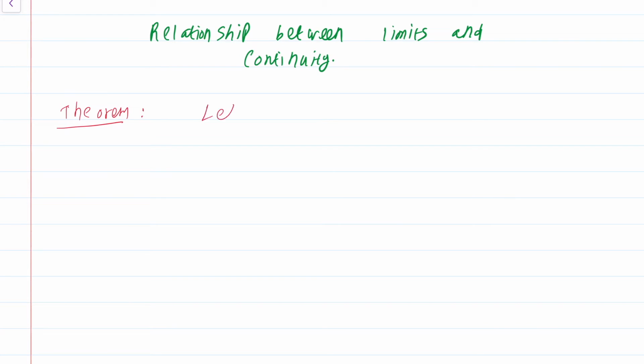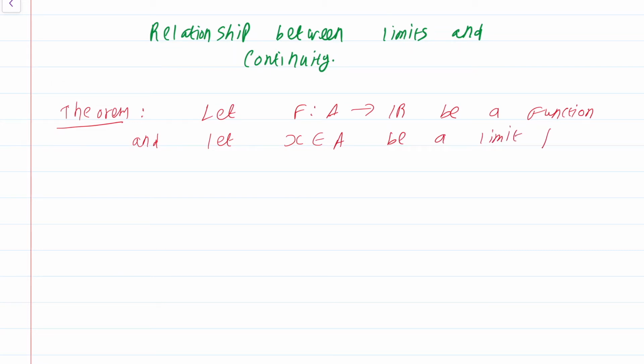Let f from A to R be a function, and let x in A, not x in R, be a limit point. Note, I am taking x in A because I am going to talk about continuity at the point x, and you can talk about continuity at a point only if that point is there in the domain. Whereas to talk about limits, you need not require the point x to be actually in the domain of f. That's not essential.